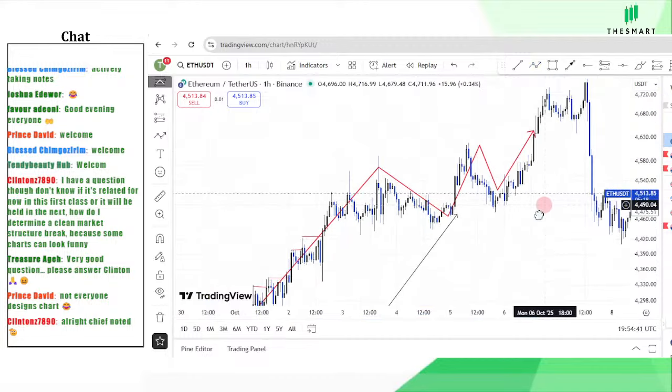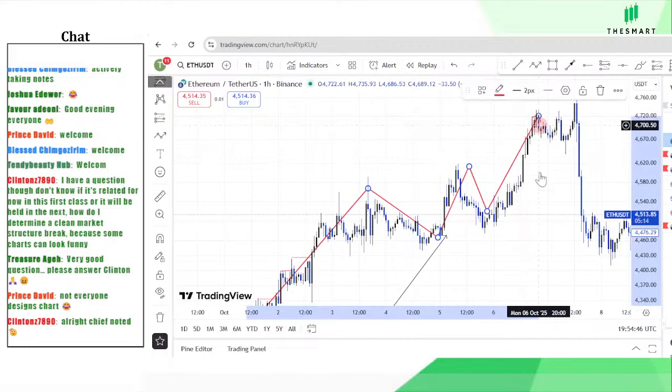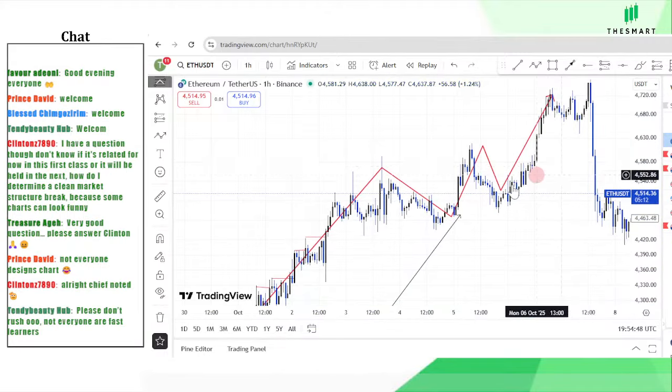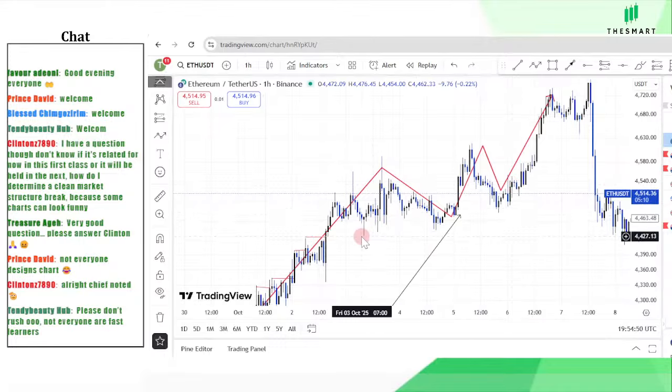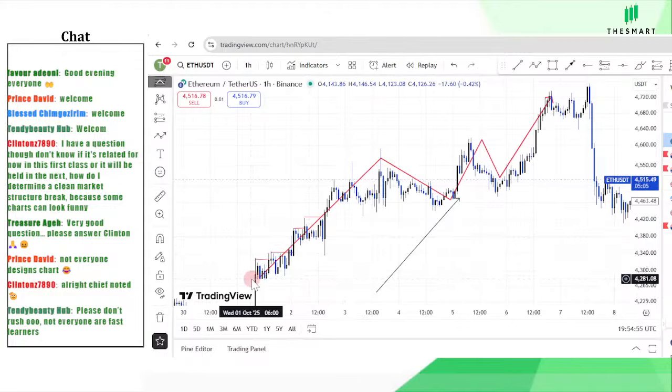Now let me push this forward so we understand. If I follow the way this chart is marked, what can we see? From this point to this point is 1. We now have 2, 3, 4, and 5.